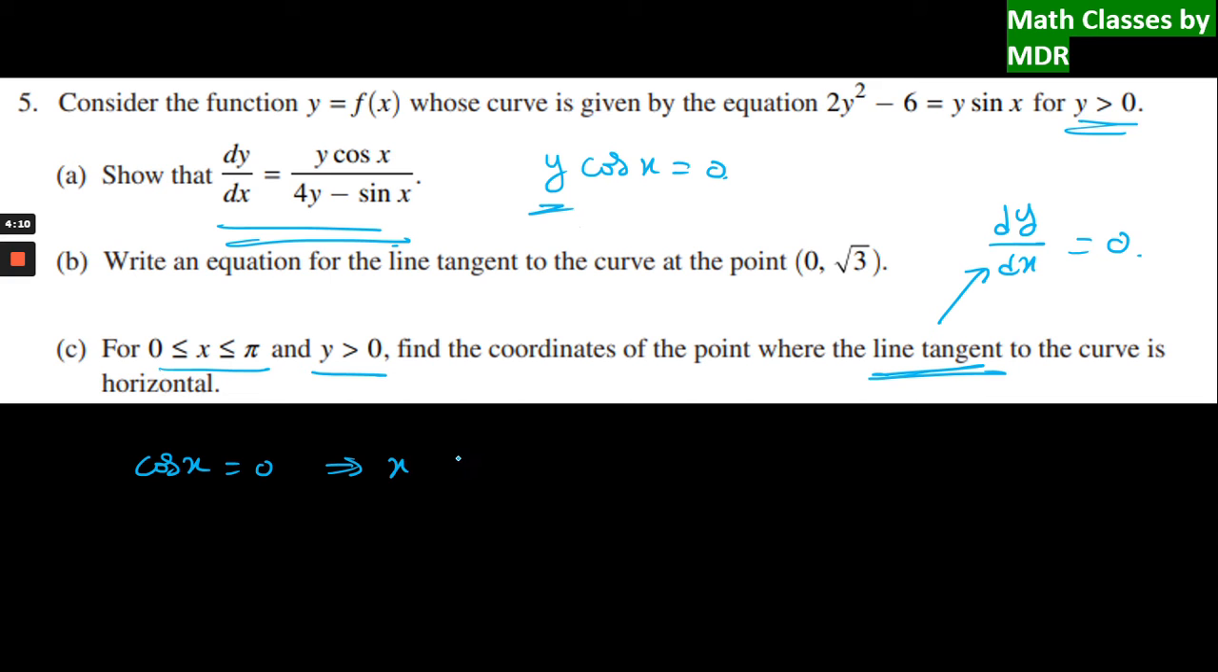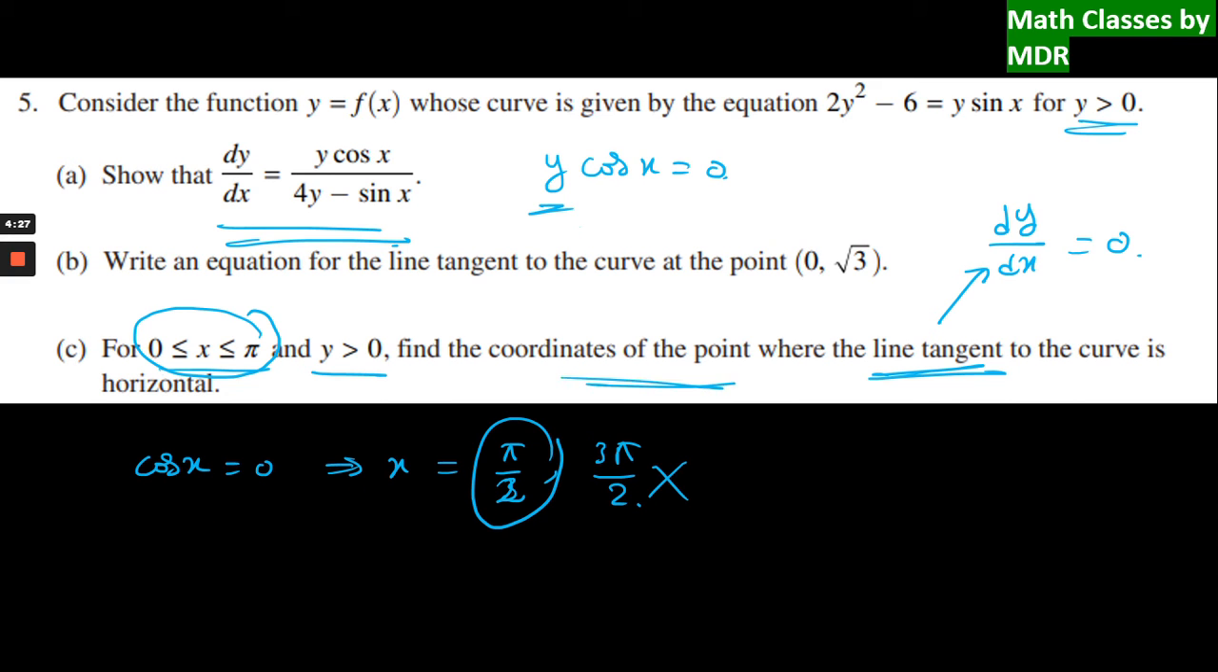Therefore, what are the values of x? For cos x equal to 0, we have pi by 2, 3 pi by 2, and so on, right? But this x should lie between 0 and pi. That means we have to take pi by 2, not 3 pi by 2. So we have to find the coordinates of the point where the line tangent to the curve is horizontal, right? So the coordinates are pi by 2, and we have to find out the y as well, right?